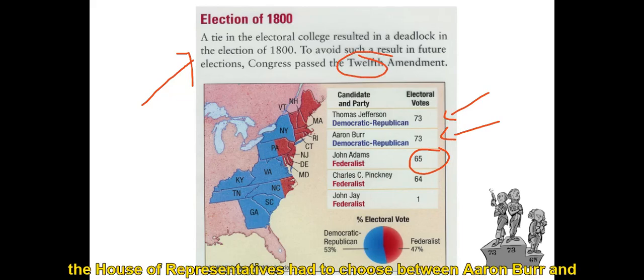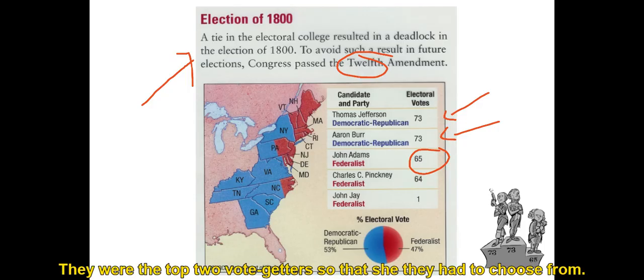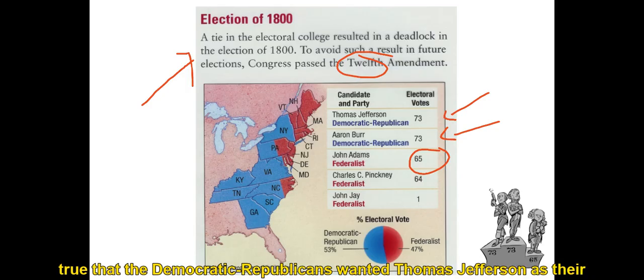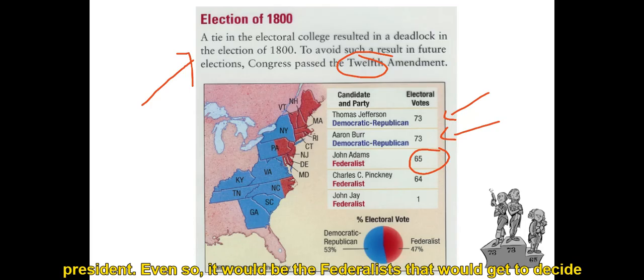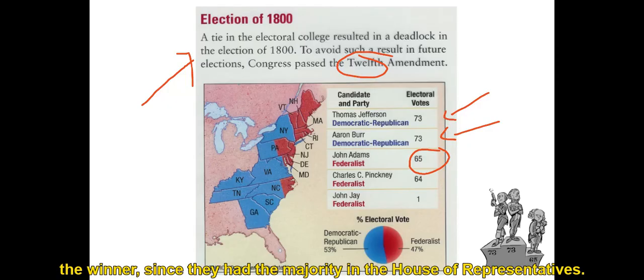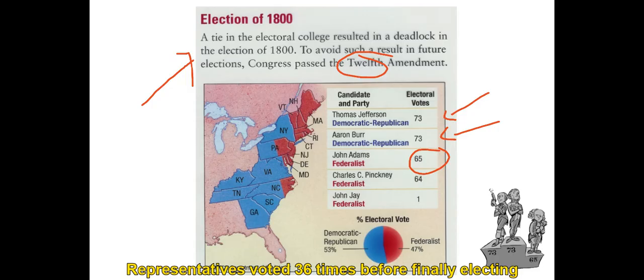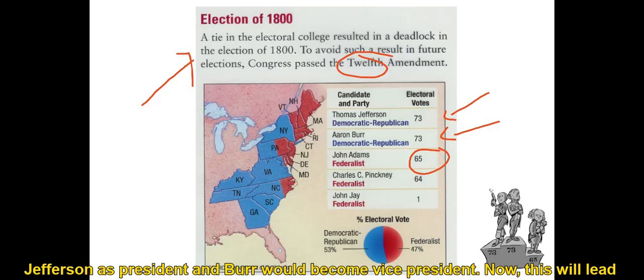According to the Constitution, the House of Representatives had to choose between Aaron Burr and Thomas Jefferson. They were the top two vote getters, so that's who they had to choose from. The Federalists, however, still controlled the House of Representatives. And it was true that the Democratic Republicans wanted Thomas Jefferson as their president. Even so, it would be the Federalists that would get to decide the winner, since they had the majority in the House of Representatives. But this decision didn't come easy. Members of the House of Representatives voted 36 times before finally electing Jefferson as president, and Burr would become vice president.